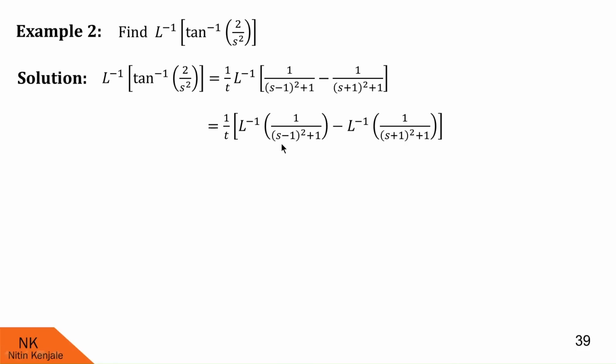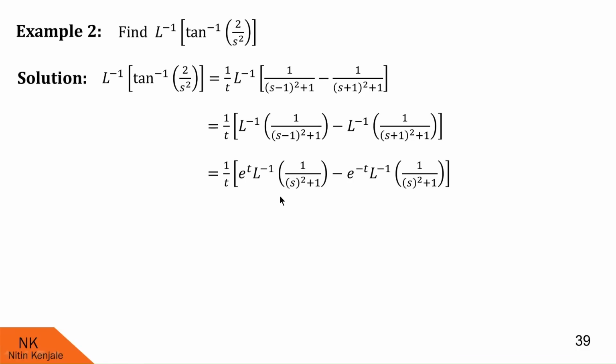Now I see here s is associated with minus 1. So this function can be treated as phi of s minus 1. Similarly, this function can be treated as phi of s plus 1. Then by using first shifting theorem, L inverse of phi of s minus 1 is e raised to t into L inverse of phi of s. So we get e raised to t into L inverse of 1 upon s square plus 1. Same thing over here, by first shifting theorem, L inverse of phi of s plus 1 is e raised to minus t into L inverse of phi of s, which is now 1 upon s square plus 1.